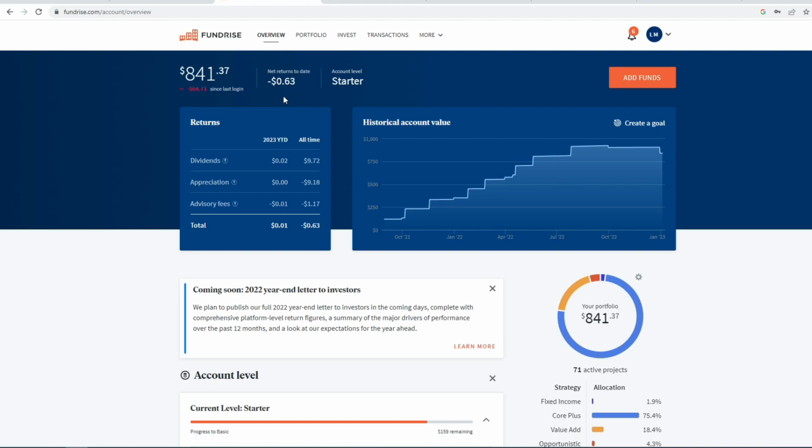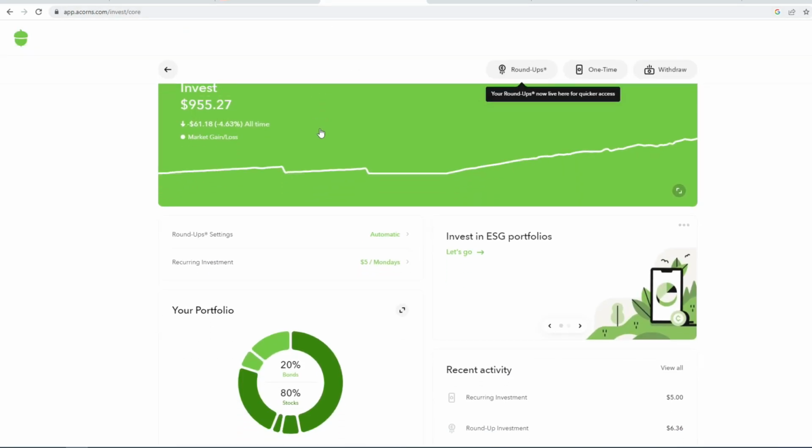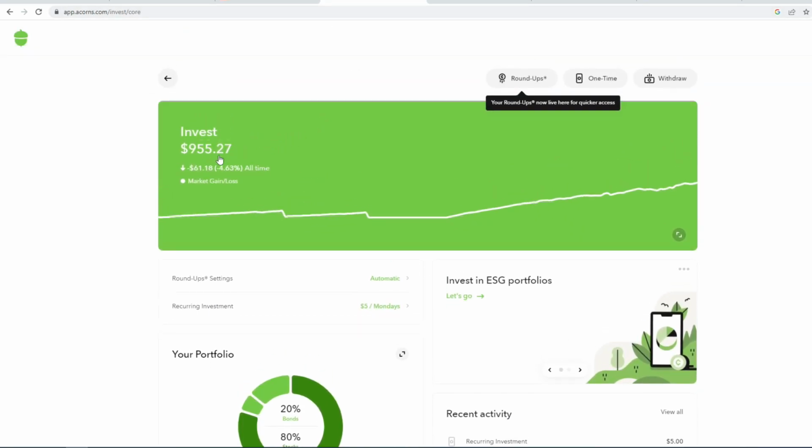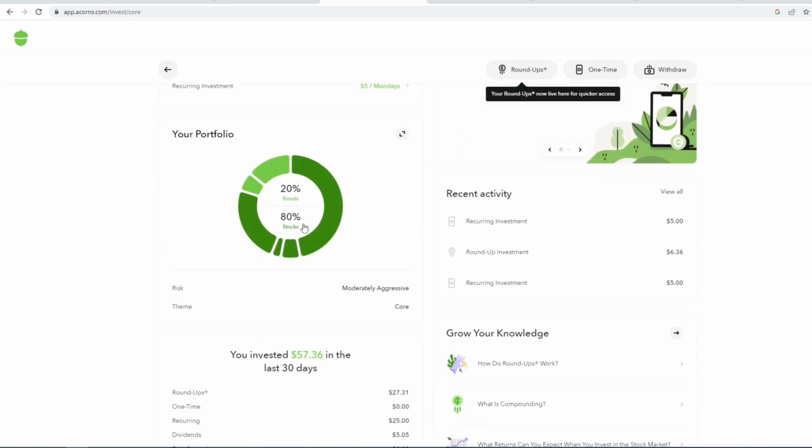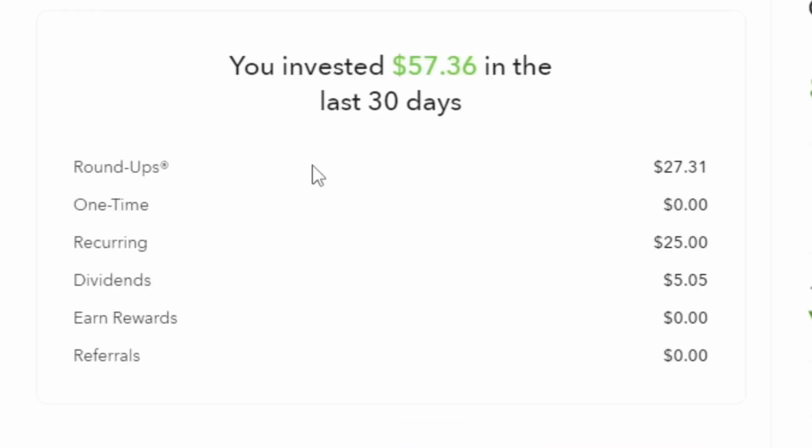And then let's jump onto my last investment, which is Acorns. As you can see, my account is sitting at $955.27. I'm losing $61 all time. And then here my portfolio is divided in 80% stocks and 20% bonds. This is the roundups for the last 30 days. $57. It's been $27 in roundups and then $25 in recurring, and then $5 in dividends.